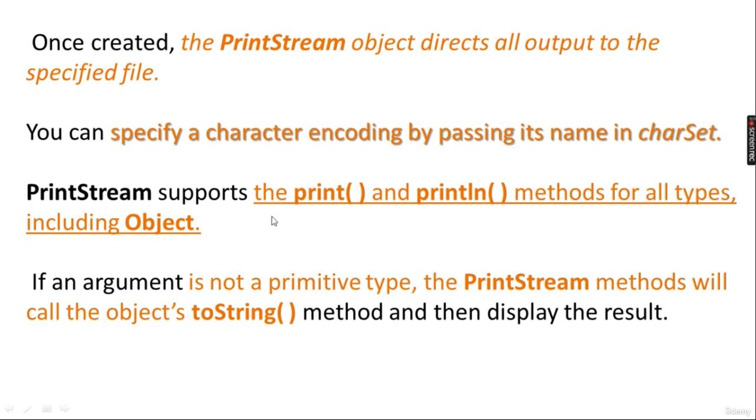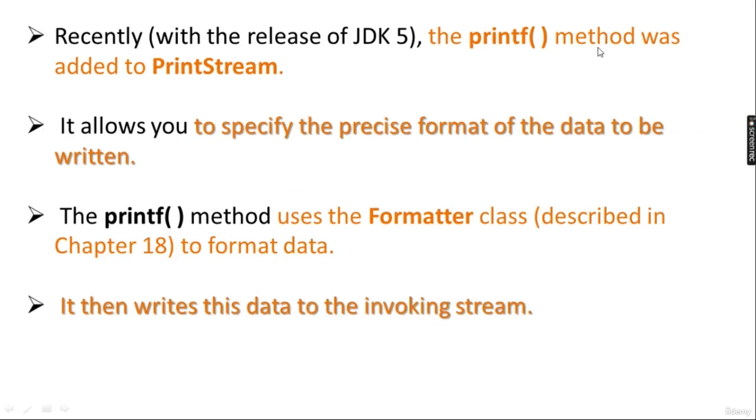Okay. Print and println method we have already seen. If an argument is not primitive type, the print stream method calls the object's toString method and then displays the result. The printf method was added to PrintStream by Java 5. Previously it was not there. It was only in the C++ programming language. It allows you to specify the precise format. The precision specifier and format specifier we have already seen in the previous chapter.